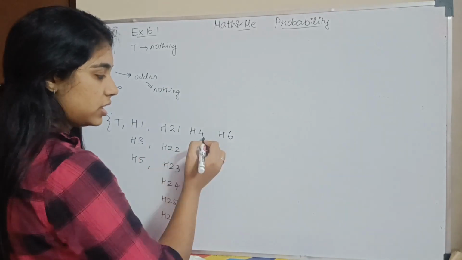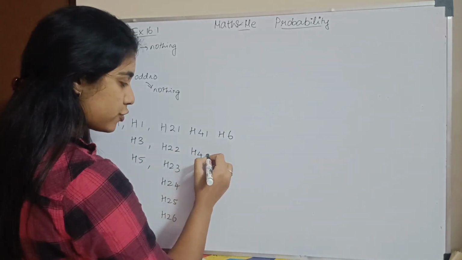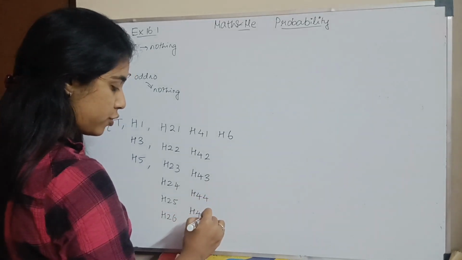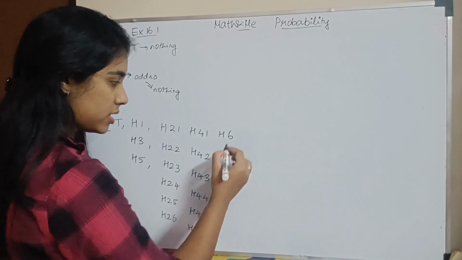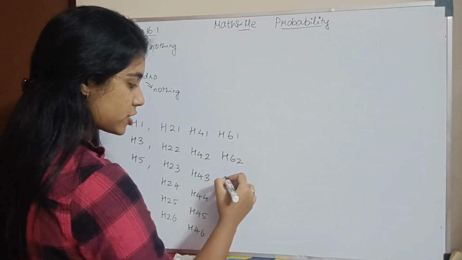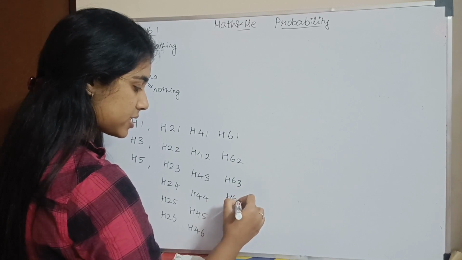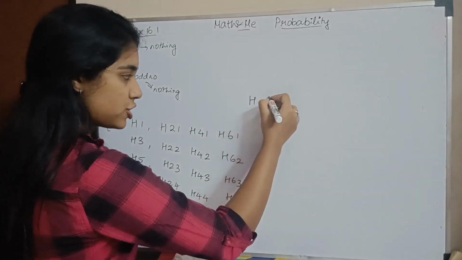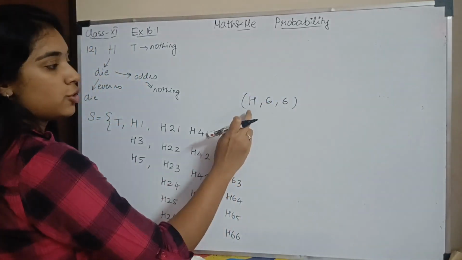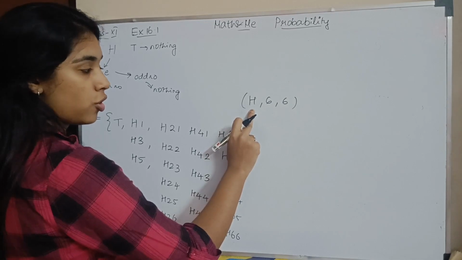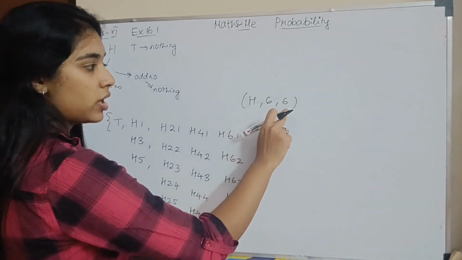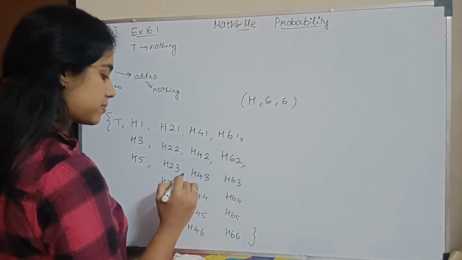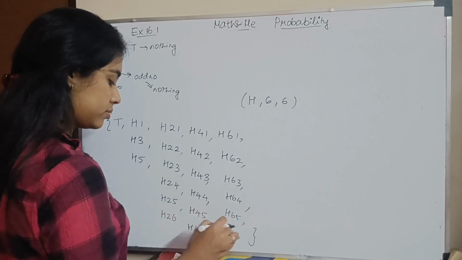Similarly, head comes, you get an even number. So H4 1, H4 2, H4 3, H4 4, H4 5, H4 6. Similarly H6 1, H6 2, H6 3, H6 4, H6 5 and H6 6. So basically this is H6 6: you toss a coin, you get head, then you roll a die, you get an even number, then again you roll a die, you get number 6. That's the meaning. So this is your sample space.